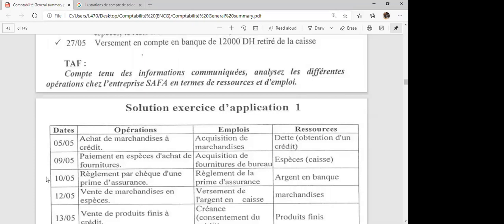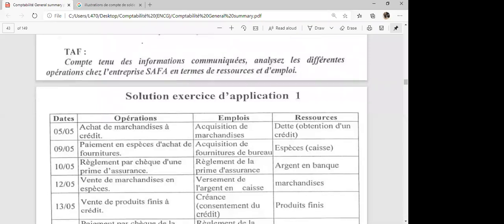So the third transaction is on the 10th. It says règlement par chèque d'une prime d'assurance. So what did we use? We used money in the bank, which is the chèque, which falls under l'argent en banque, which is les ressources. And to pay for what or to buy what? We used it to pay for la prime d'assurance, which falls under l'emploi. So this is debit, I repeat, l'emploi, debit; les ressources, credit.